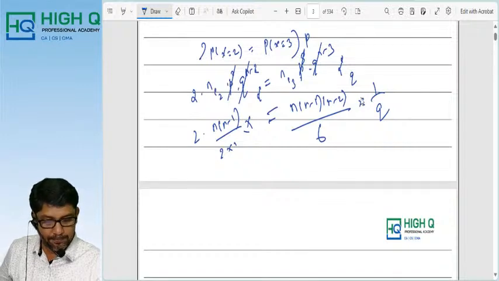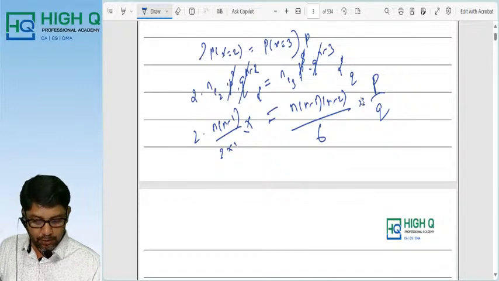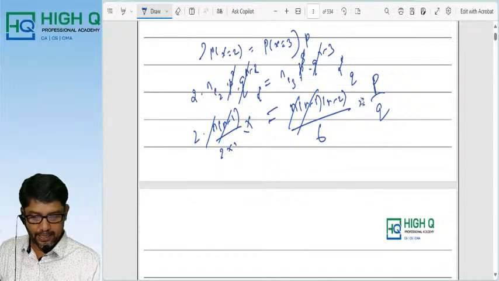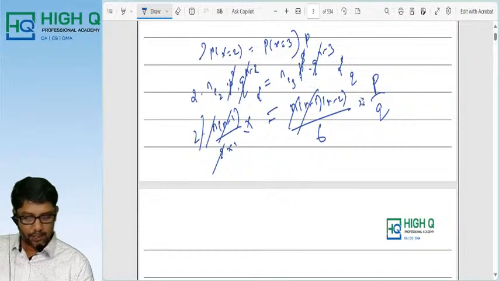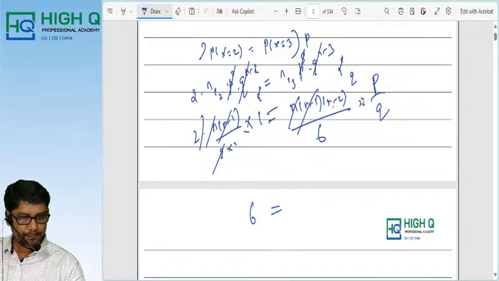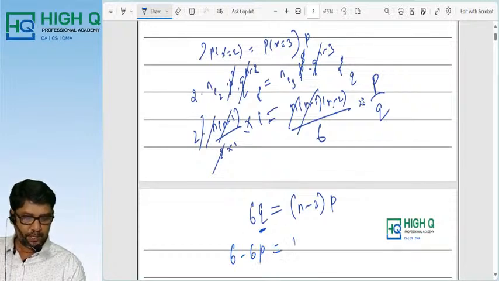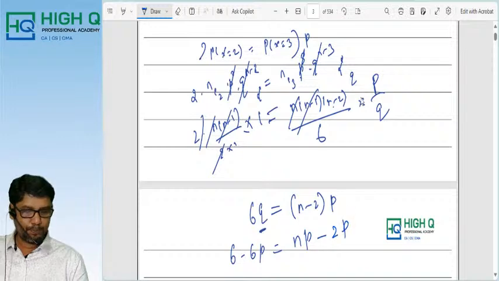And also P by Q, because there is P cube now. So now n minus 1, n minus 1 get cancelled. So 2 get cancelled, so on the left hand side we have only 1. So cross multiply: 6 is equal to (n minus 2) into P. Q also cross multiplied. What is Q? 1 minus P. 6 minus 6P is equal to NP minus 2P.